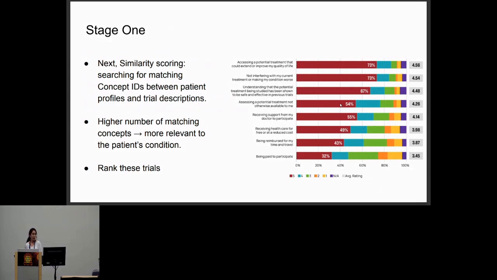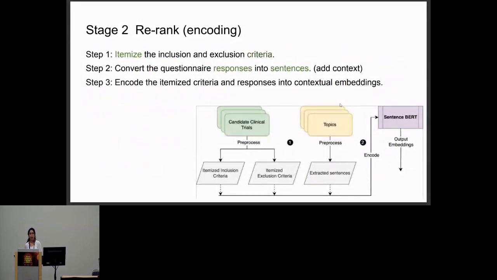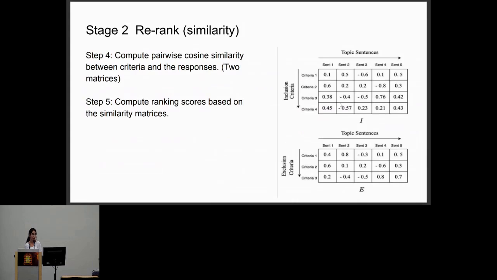In the re-ranking part, we itemize all the inclusion and exclusion criteria, and then convert all of those into representations using Sentence-BERT. The reason here is just adding more context and encoding each of these itemized criteria into a contextual embedding. Specifically, for computing these similarities, we use pairwise cosine similarity with the inclusion matrix and the exclusion matrix. These are the two parts that provide the similarity scores.